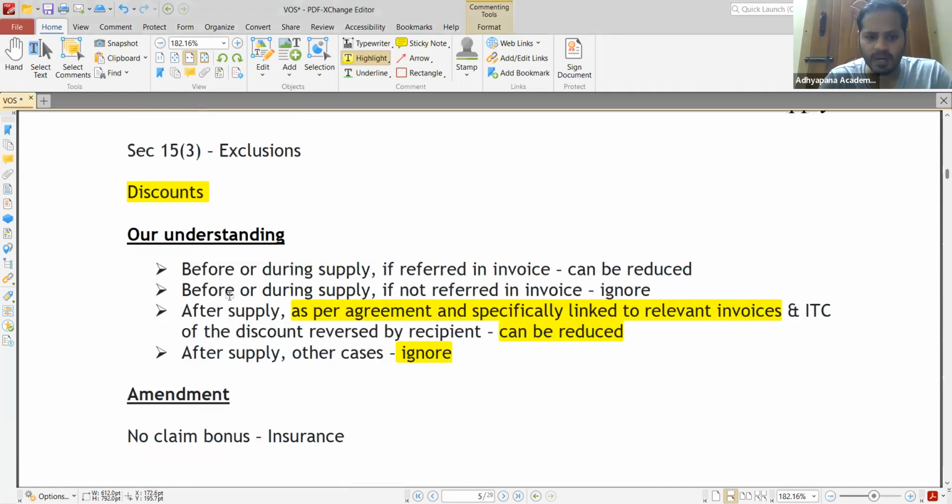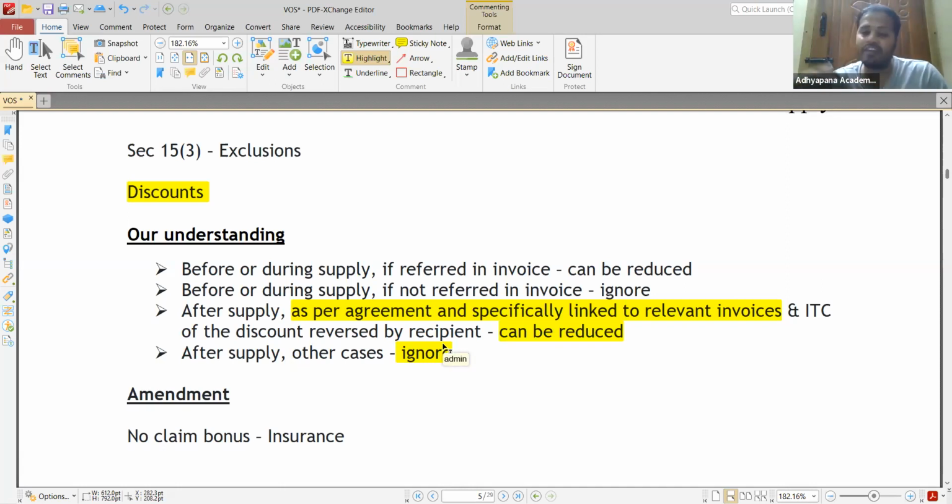And also with respect to after supply, the ITC of the discount must be reversed by the recipient. When initially the supply happened, right? This discount is after supply. After supply only the discounts can be reduced. We are seeing, okay, in June month I made a supply to you. In December month you have crossed that 1 lakh product purchase. So in June month, I made a supply and I would have paid output tax. The recipient, you would have received the ITC of that. So in December month, you have purchased 1 lakh worth of products, right?